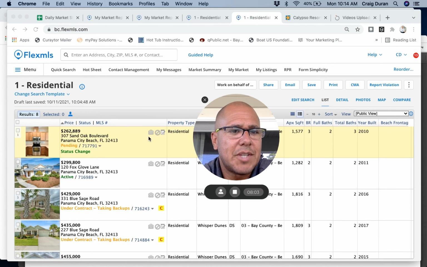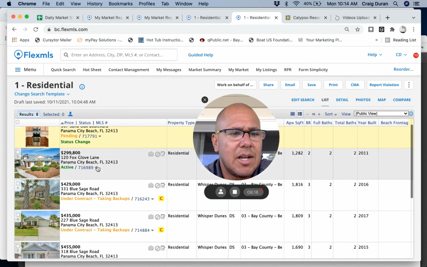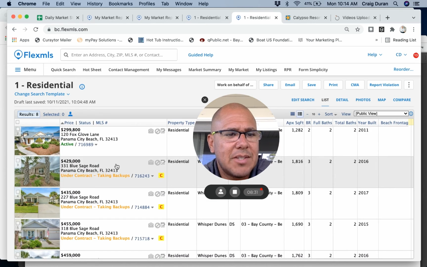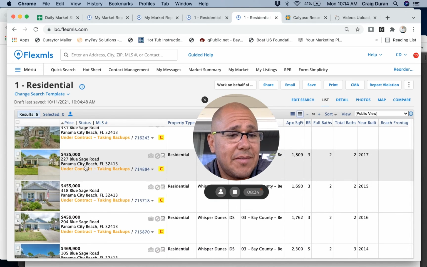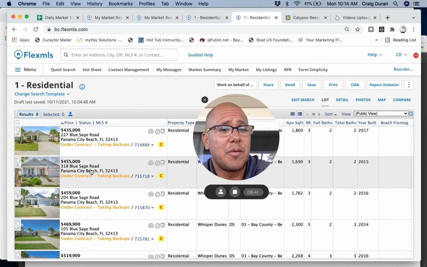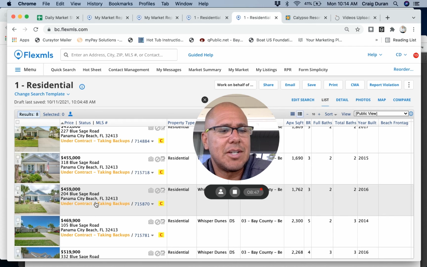When you look at what's for sale and what's under contract, it all ranges by price. One of the townhomes over on Sand Oak is asking $262,889. It's under contract. We're working on this one. 120 Foxglove is asking $299,800. We have multiple offers on that we're negotiating today that probably will go under contract shortly. 331 Blue Sage is asking $429,000. It's under contract. 227 is asking $435,000. It's under contract. We're working on these next two. 318 Blue Sage is asking $455,000 and it's under contract. And 204 Blue Sage is asking $459,000 and it's under contract.